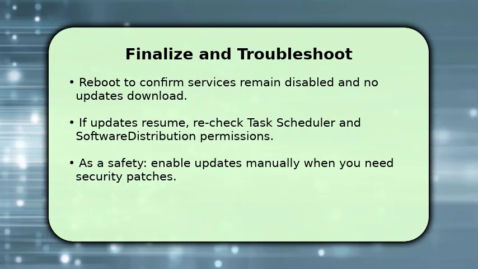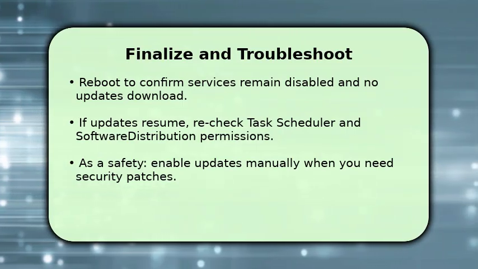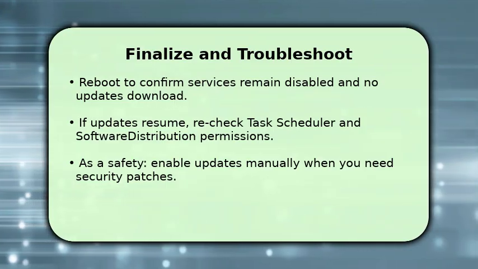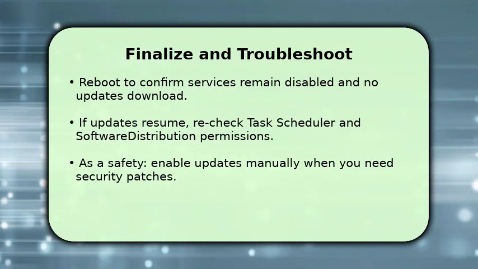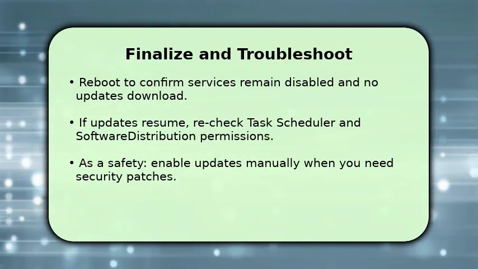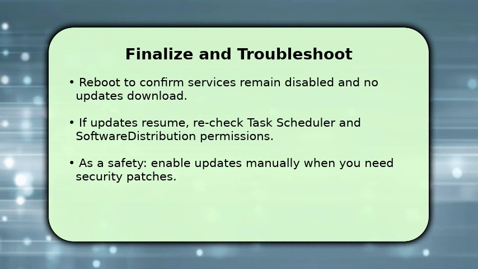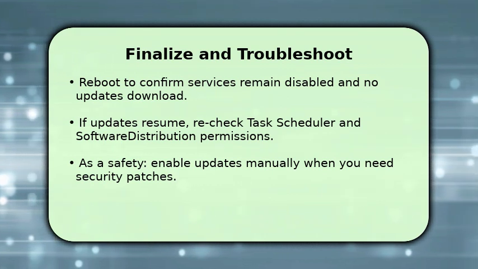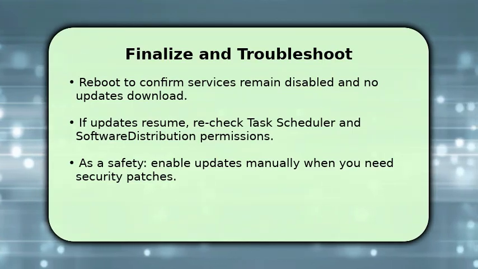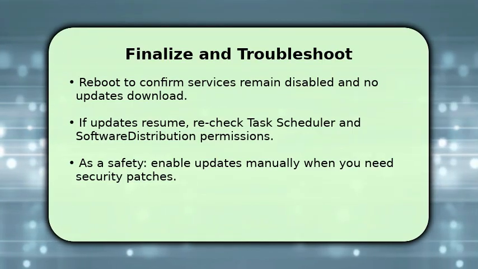If updates resume, recheck that Update Orchestrator tasks are disabled and that SoftwareDistribution folder permissions prevent writes. Undo recent changes one at a time to isolate the cause. Make sure you plan occasional manual updates for critical security patches. When ready, set Windows Update back to automatic or manual, and restart the wuauserv service to receive fixes safely.